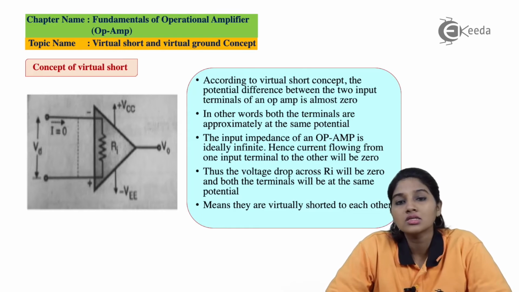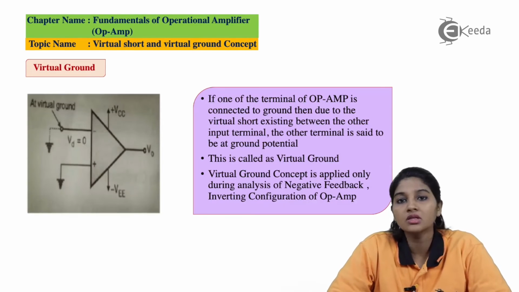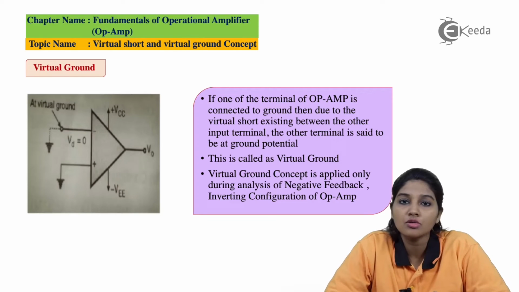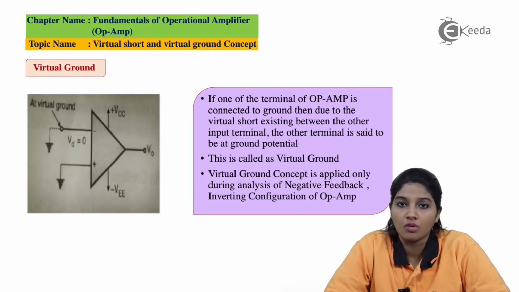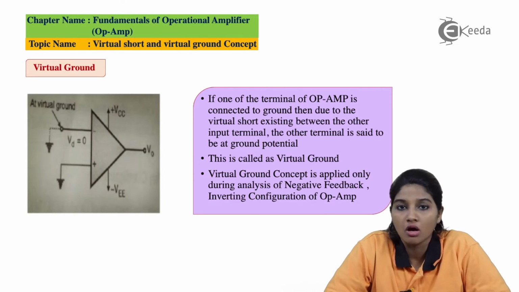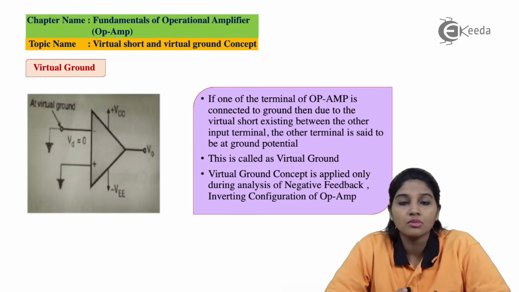Now let's move to the concept of virtual ground. In case of virtual ground, if the inverting terminal, that means the negative terminal of op-amp, is connected to ground, then according to the virtual short concept, the non-inverting terminal of op-amp is also connected to ground. Similarly, if the non-inverting terminal of op-amp is connected to ground, then as per the virtual ground concept, the inverting terminal will also be at the same potential. That means we can say the inverting terminal is also connected to ground.